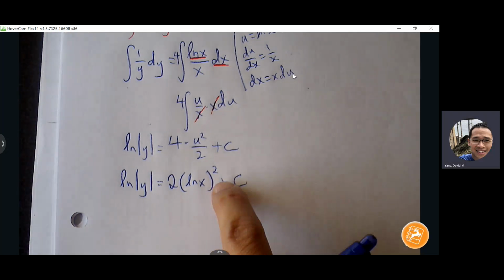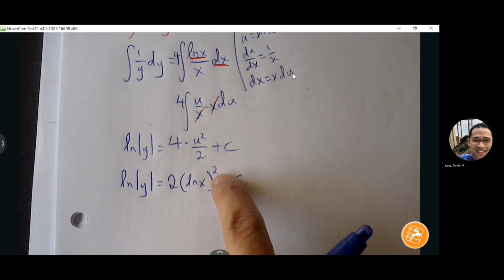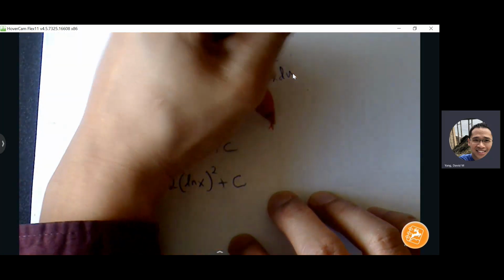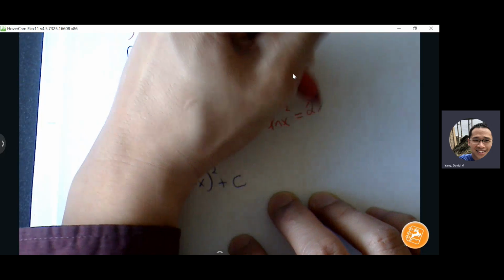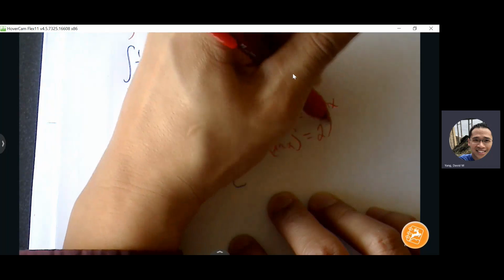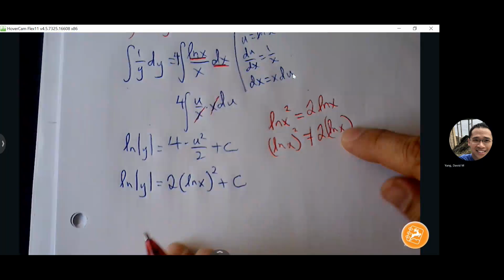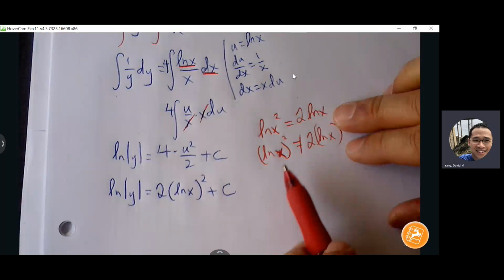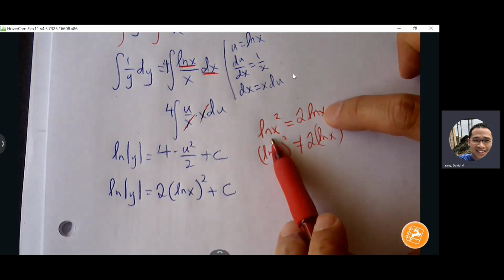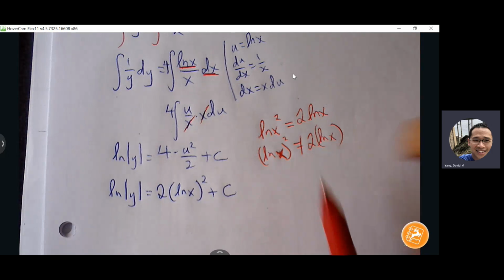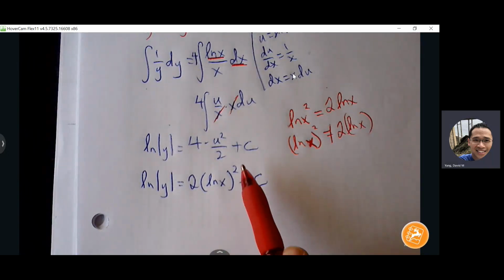I do want to point something out here. Can this 2 come down in front? No. Okay, so I want to make sure that we understand this. If I had natural log of x squared, I can bring that down to be 2 natural log of x. But if I have natural log of x quantity squared, I cannot bring that down in front. That's a very subtle but important distinction here, right? This fits with the power property, but if I bring that 2 down, I'm completely changing the expression. So that 2 has to stay there. We can't do anything there.